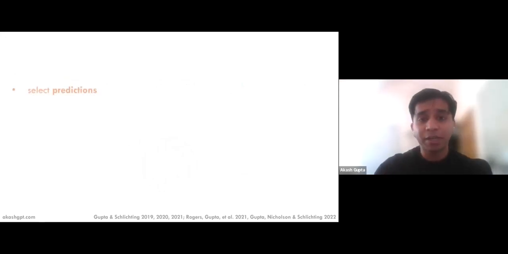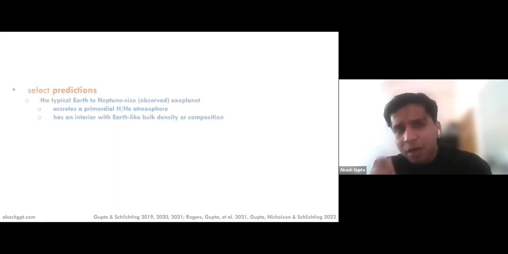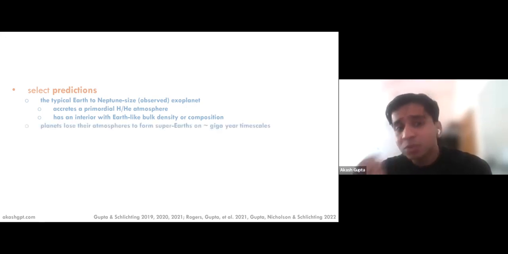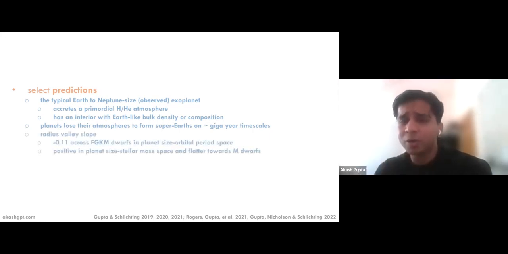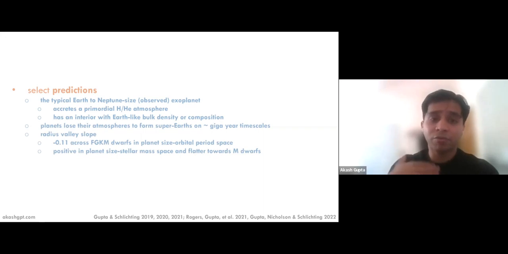Finally, I shared a number of predictions with you, some of which I would like to highlight here. For instance, we find that the typical Earth and Neptune sized exoplanet accretes a primordial hydrogen-helium atmosphere and has an interior of Earth-like bulk density or composition. We find that planets lose their atmospheres to form super Earths on gigayear timescales. I also shared a number of planet demographic predictions. For instance, in the planet-size orbital period space, we expect the slope to be minus 0.11 across the FGKM dwarfs, whereas in the planet-size stellar mass space, we expect the slope to be positive, but flatter as you go towards M dwarfs.